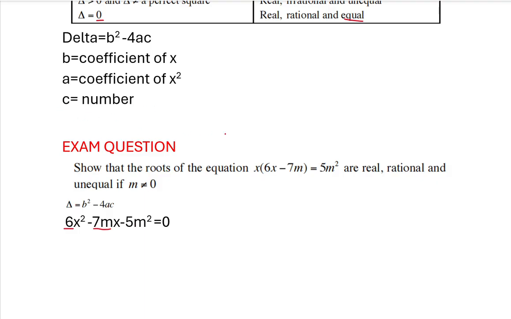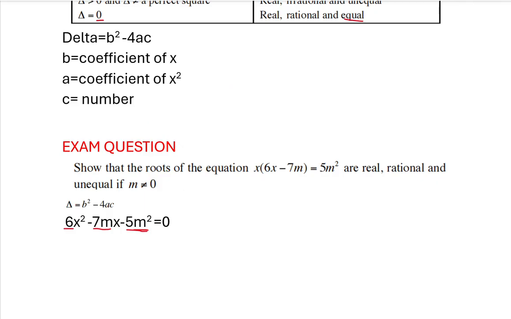C is just a number. It can be a variable like m here. M squared is just a number, but it's unknown, so we call it maybe an unknown variable. But then it represents a number according to mathematics. So this is a number. 5m squared is our C.